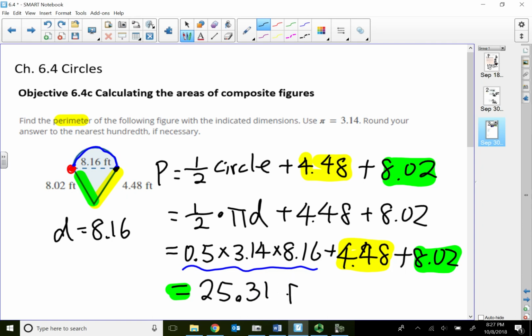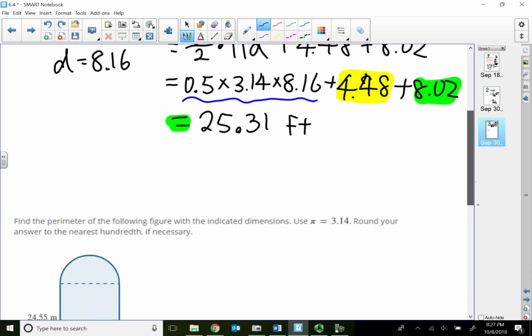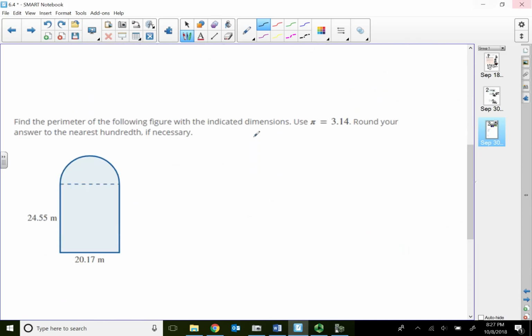And that will be feet, because I'm doing perimeter. All right, let's take a look. This is another perimeter one, okay? So again, what shape do I see?